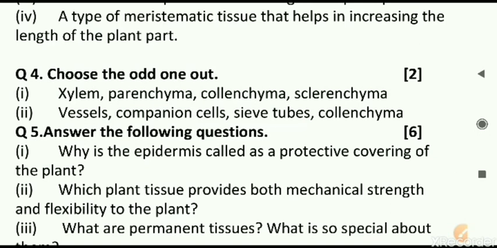Next, question number 4: choose the odd one out. Only you have to choose the odd one, no need of mentioning the reason because it is not asked. First: xylem, parenchyma, collenchyma, sclerenchyma. Second: vessels, companion cells, sieve tubes and collenchyma. These are of 2 marks, 1 each.